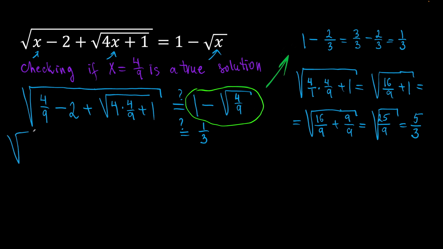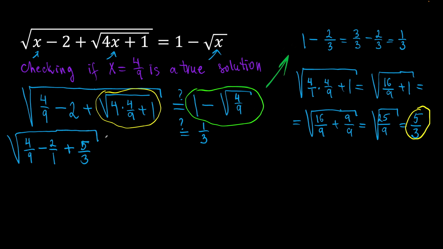Now let's go and see what will be here. So right here, 4/9, negative 2, we can write as negative 2/1. We calculated that this inner root is equal to 5/3. Are you following me? Do you have questions so far? Leave me a comment. I hope this example is helping you. Plus 5/3.